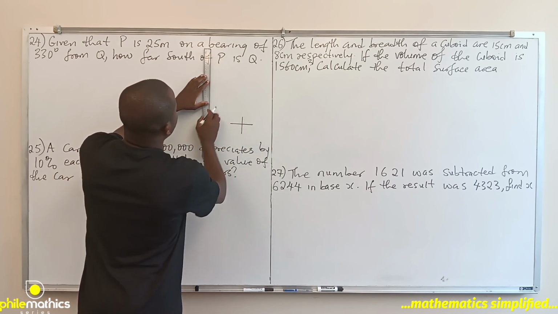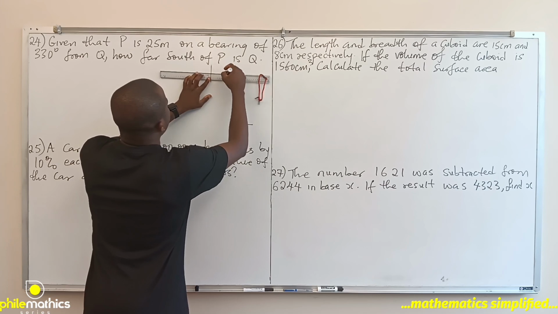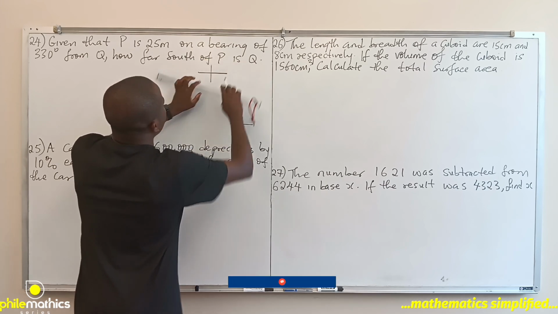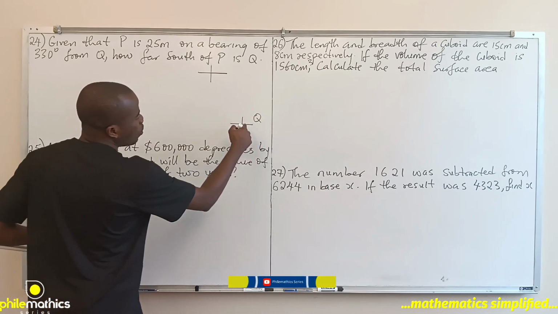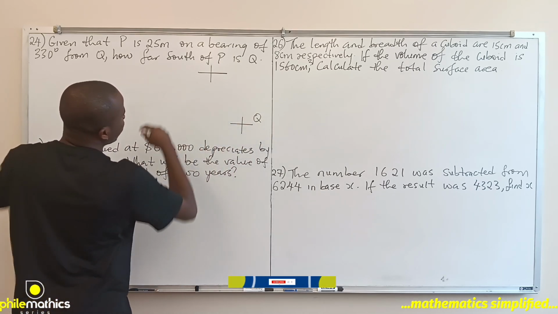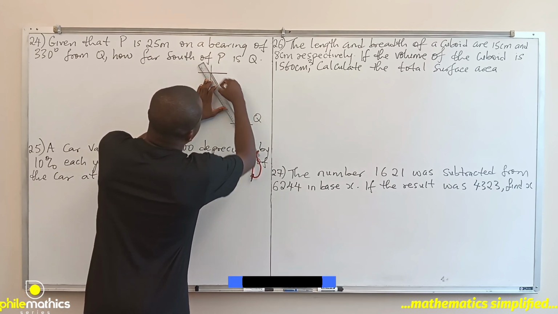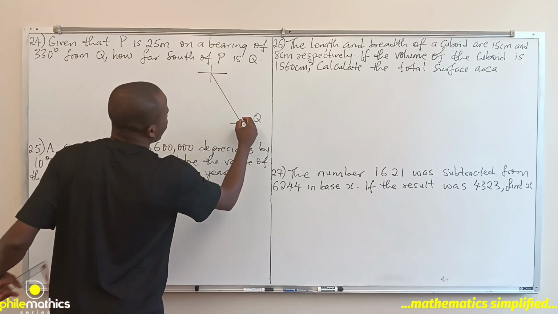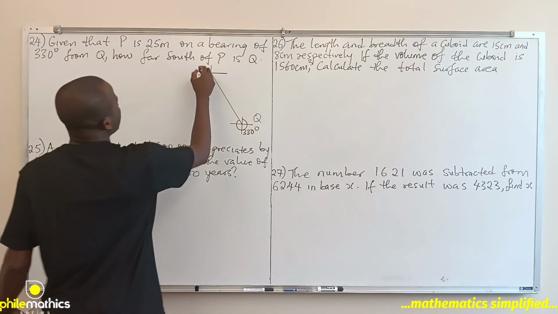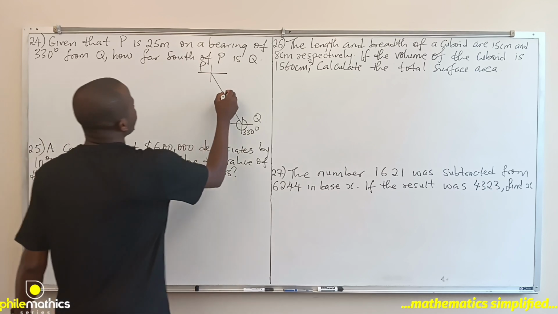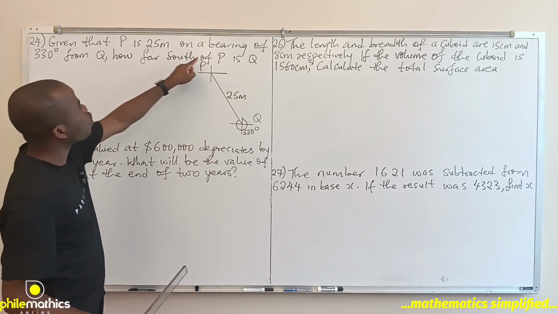and this is P, 330 degrees from Q, this is 90, 180, 270, so 330 will be along here. So our sketch will be from here. So this is 330 degrees. This is our P, and it's 25 meters. How far south of P?